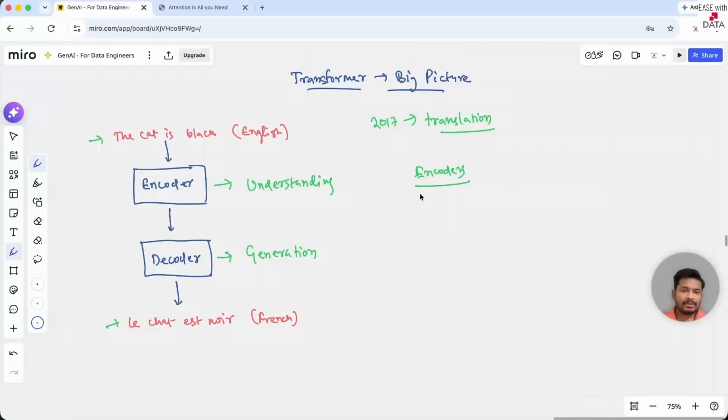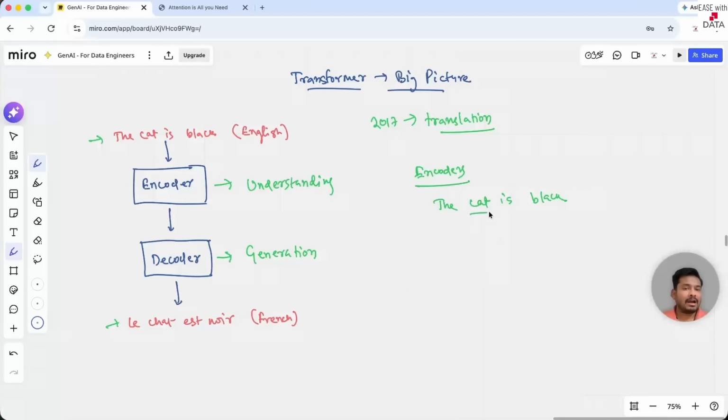The main purpose of the encoder was to take some input vectors and make them rich and context aware. They can only do it by looking both on their left and right. Let's take the same example, the cat is black. I'll just write the cat is black. Each word or token is inputted as a vector embedding, so consider these are all embeddings.